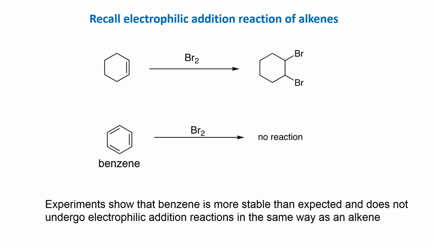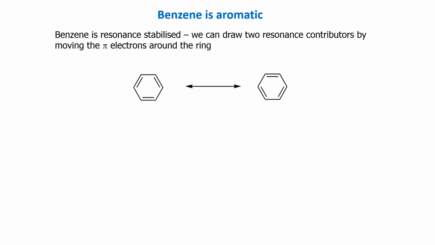To understand why this is, we need to look at both the structure of benzene and at the mechanism of that electrophilic addition reaction of alkenes. So let's look firstly at what we know about the structure of benzene. We know that benzene is resonance stabilized. The molecular formula is C6H6, but we can draw 2 resonance contributors by moving pi electrons around the cyclic structure without moving the positions of the carbon or the hydrogen atoms or changing any of the sigma bonds in the molecule.